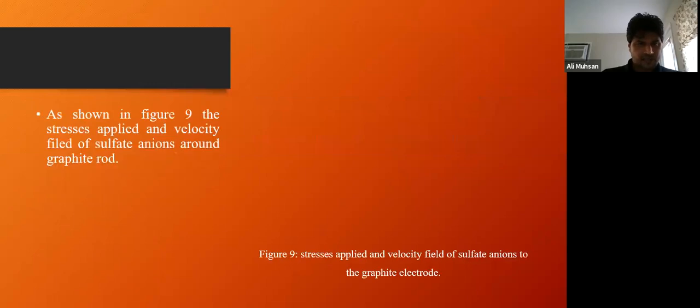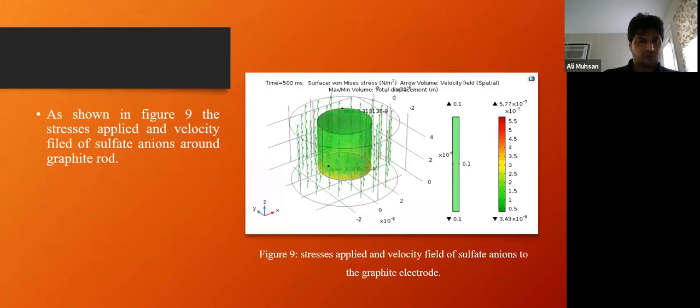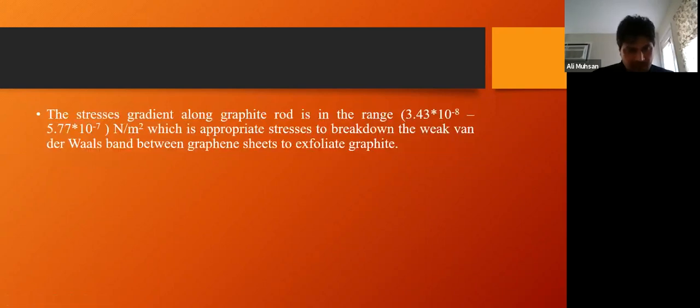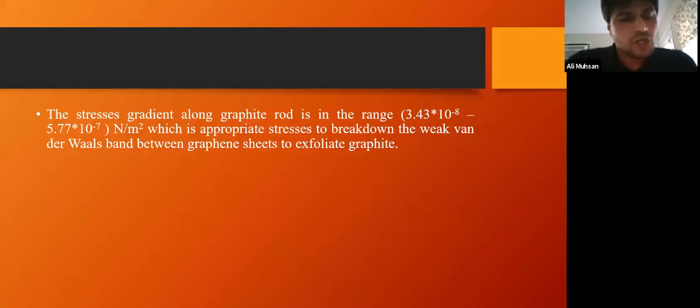The result of the fluid-structure interaction physics showed the interaction of sulfide anions along the graphite rod. As shown in figure 9, we see the stresses around the graphite rod and also the velocity field of the sulfide anions. The stress gradient along the graphite rod is in the range 3.43 × 10^-8 to 5.77 × 10^-7 newton per square meter, which is a proper stress to break down the weak van der Waals forces between the graphene sheets to exfoliate graphite.